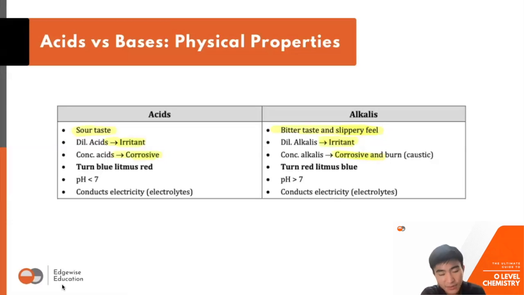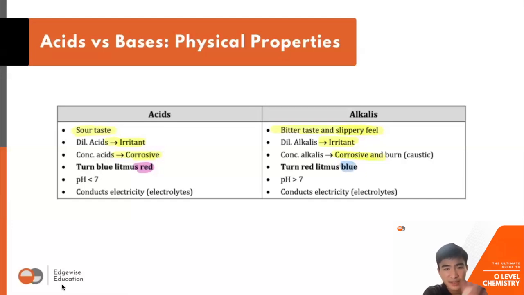Now, just now I got one question about litmus paper. Acids turn blue litmus paper red. Now, alkalis turn red litmus paper blue.